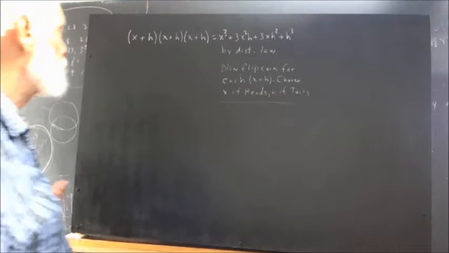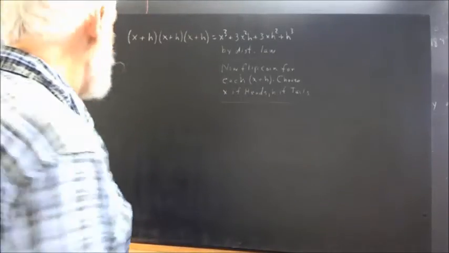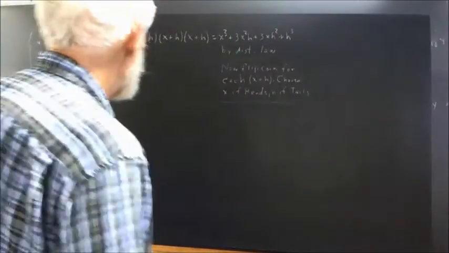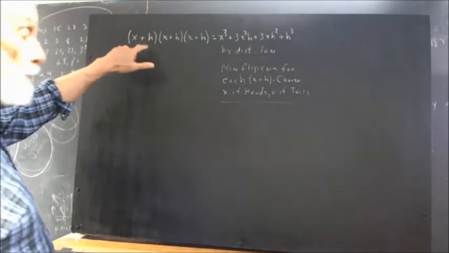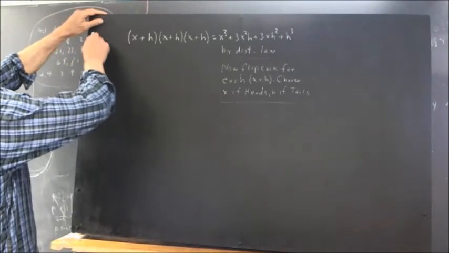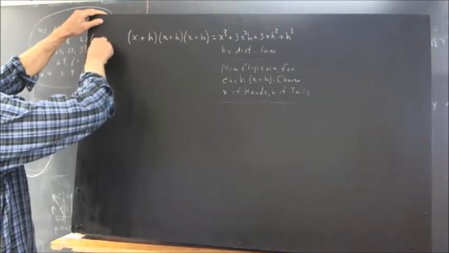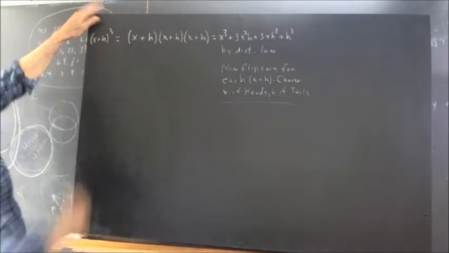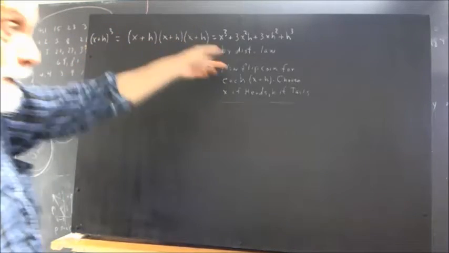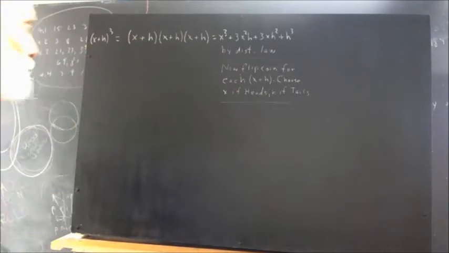Now, you'll be surprised to know that flipping coins has a lot to do with expanding binomials. The binomial x plus h here is expanded to the third power. So we can write out what that means: x plus h times x plus h times x plus h.